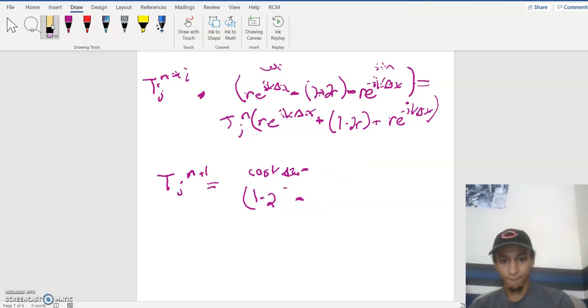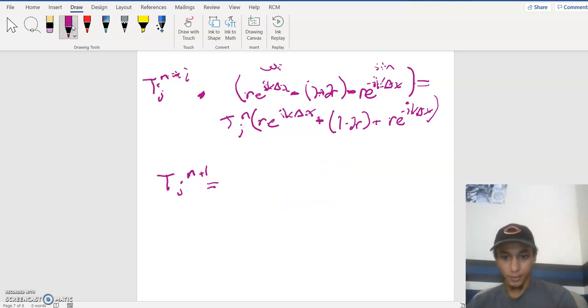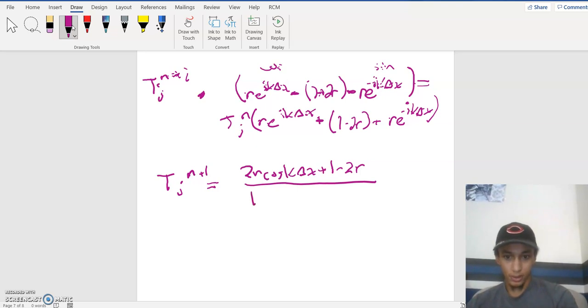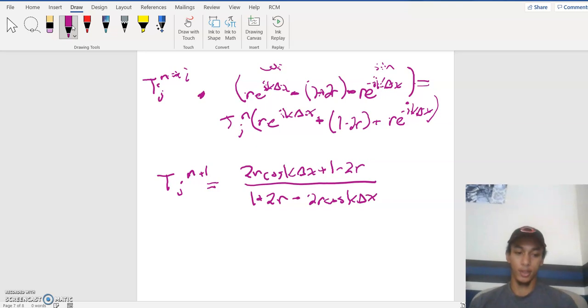So I might have gotten some signs wrong, but it should be 2r cosine K delta x plus 1 minus 2r. And then I think it's 1 minus 2r cosine K delta x. So yeah, you need the r's in front of there.